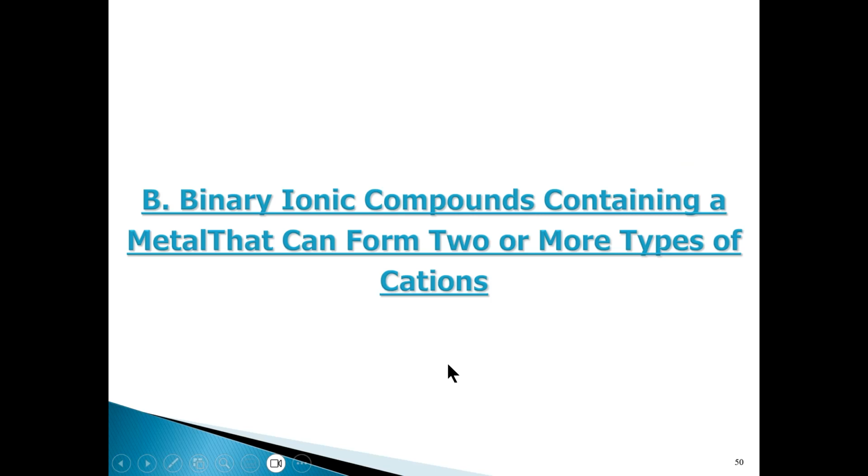Okay, so the next section, we're going to start in the next video. So I'm going to stop this right here, and in the next discussion we're going to talk about how we name binary ionic compounds where you have a metal that can form more than one type of ion.